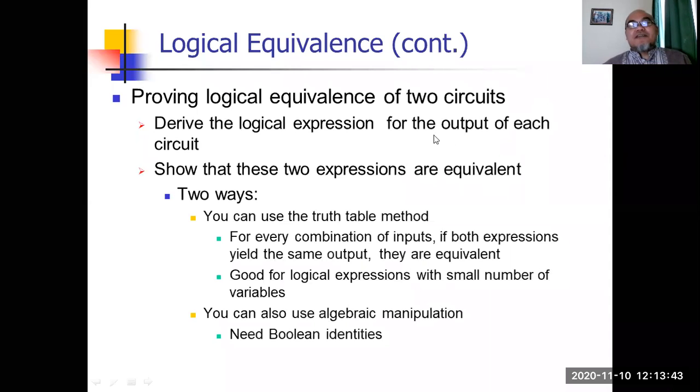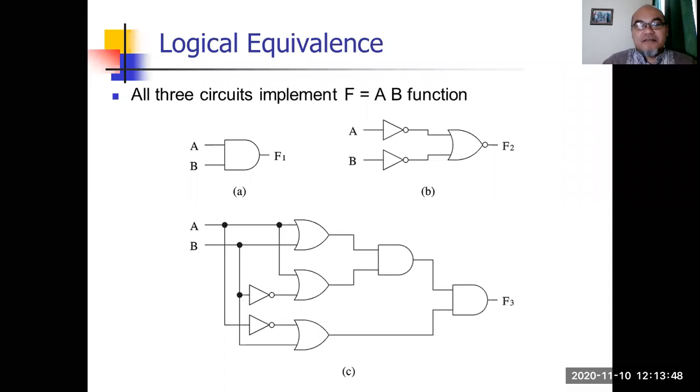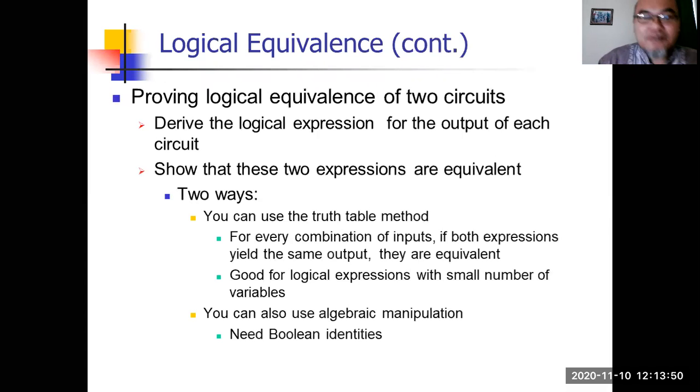So how to prove the logical equivalence of two circuits? For example, in the previous slide, how can we prove? Yeah, one way is of course to check the truth table. They should provide the same truth table. However, that will take some time. We can also derive the logical expression for the output of each of the circuit. So that then if they end up the same logical expression, after we simplify the logical expression, then we know that they are equivalent.